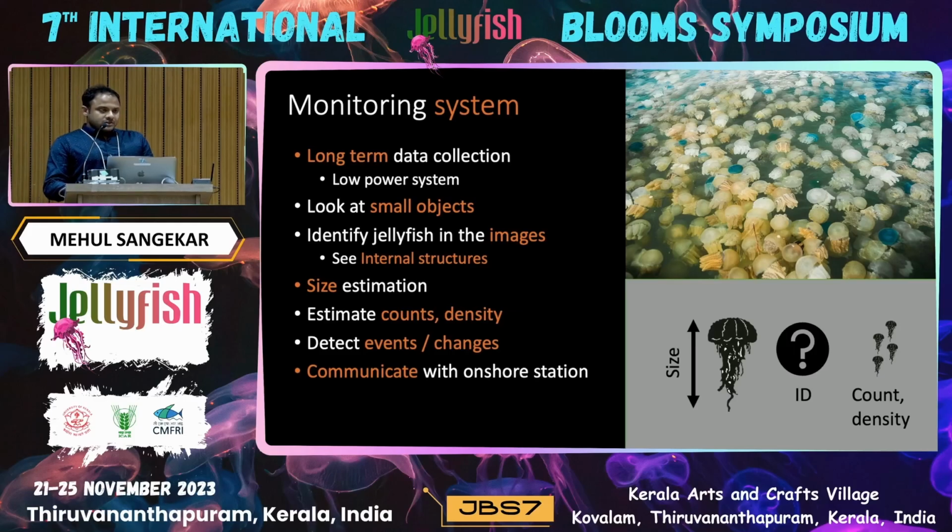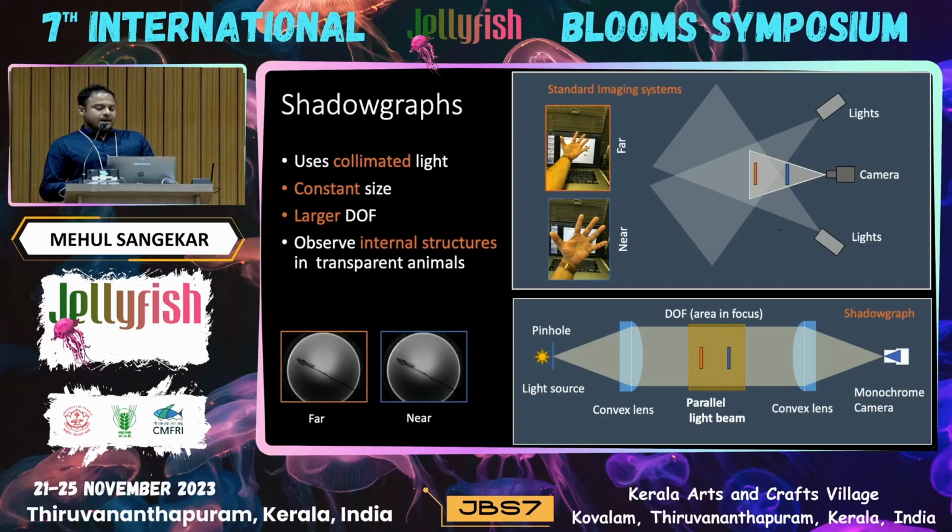The things we were developing in the lab were shadowgraphs. The shadowgraph technique itself is not very new; it's been around for a long time. Unlike a normal camera, it uses collimated light. Because the light is parallel, it doesn't matter how far you are from the camera, you always get the same size. Plus, because it's backlight imaging, you can see through the animals.